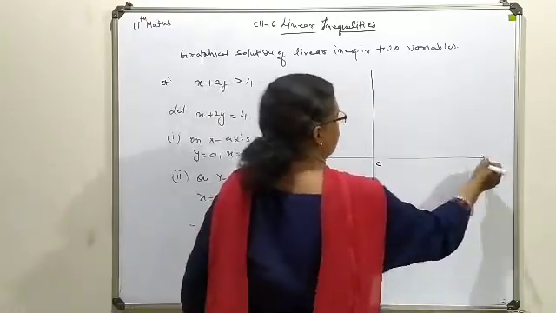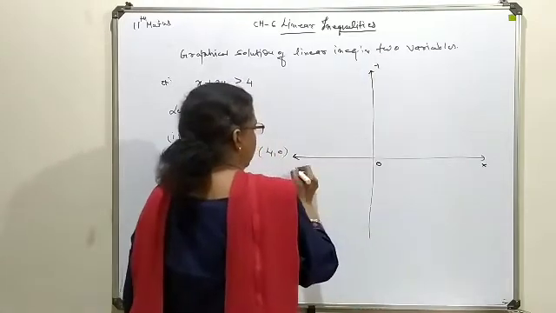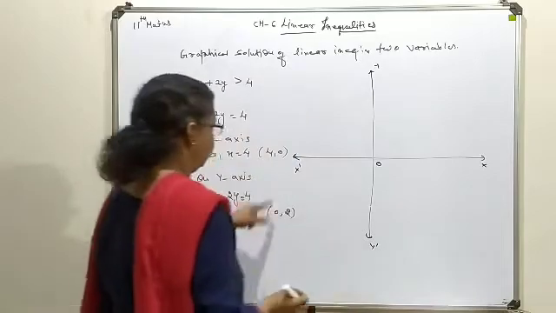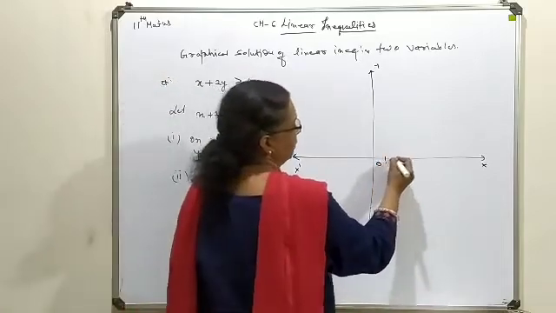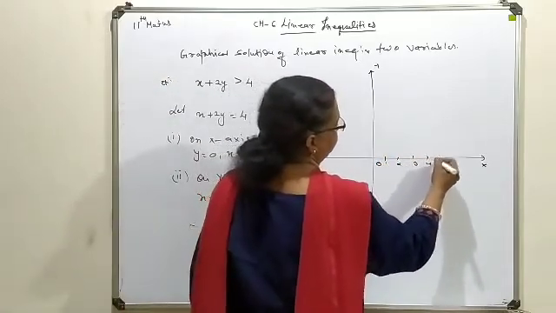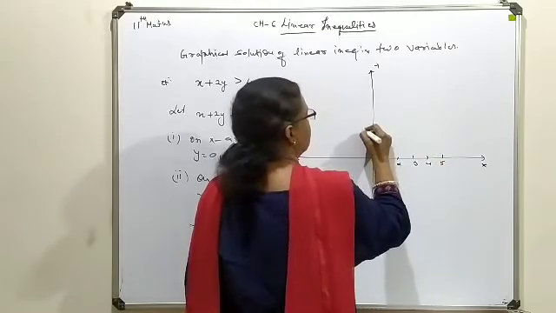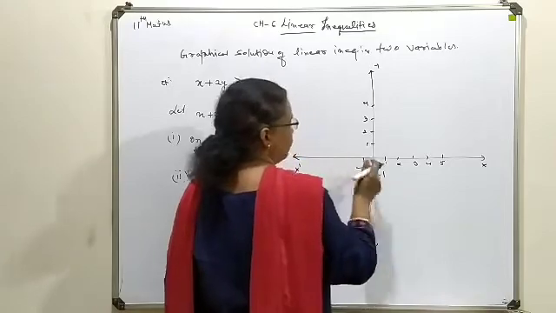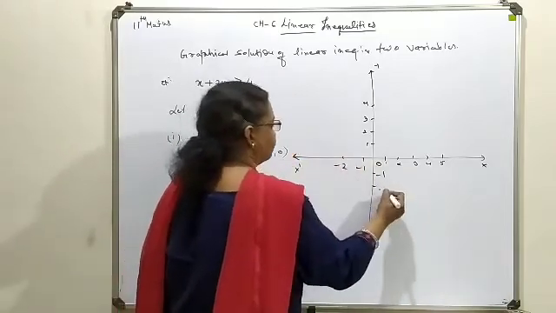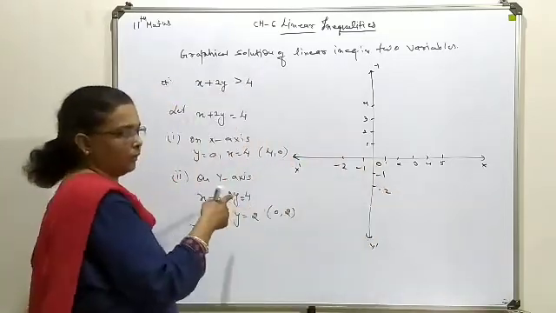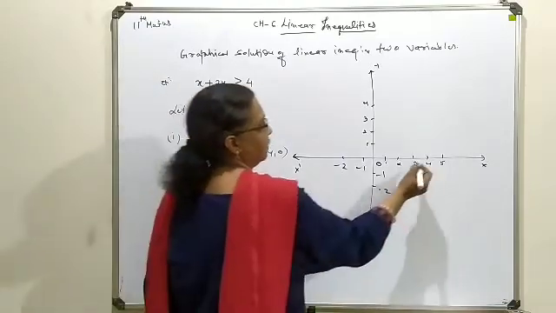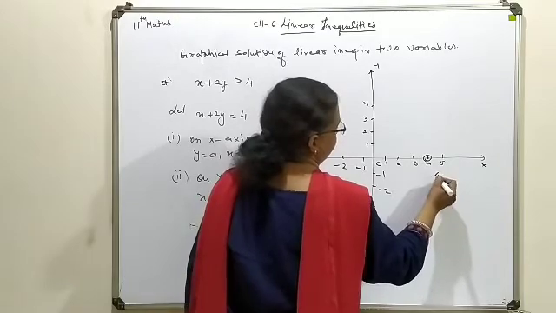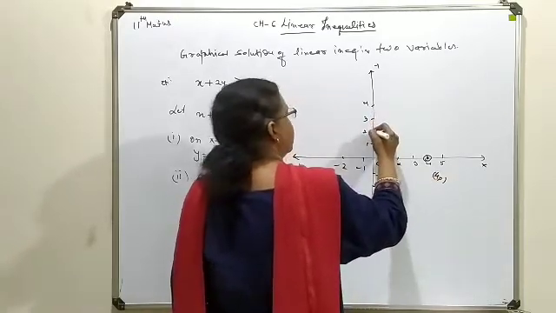This is the origin, x, y, x dash and y dash. Now here 4 is the maximum. So till 4: 1, 2, 3, 4 like that. This is 1, 2, 3. Somewhat negative we can also write. Now present these 2 points on the graph. (4, 0) means here it will be located on the x-axis. This is your (4, 0). Another is (0, 2).